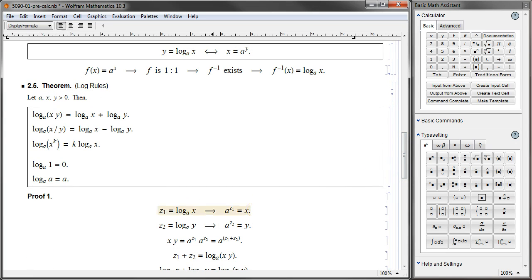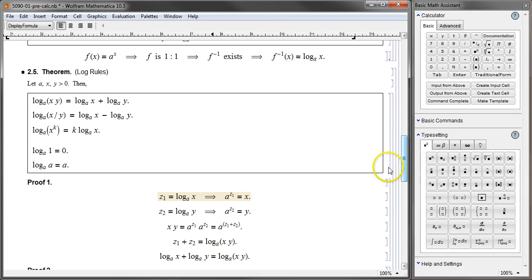z1 is log a of x. Consequently, a to the z1 power is x, by the definition of logarithm, it's inverse of exponential. We just named z2 as log a of y, so a to the z2 power is y. Again, coming from the definition of logarithm, just inverse of exponential. Now what we do, we want x times y, so we just multiply them together. We have the third line, excuse me.